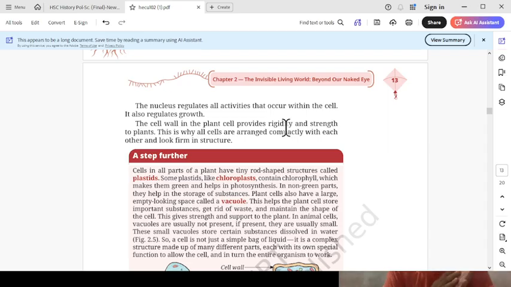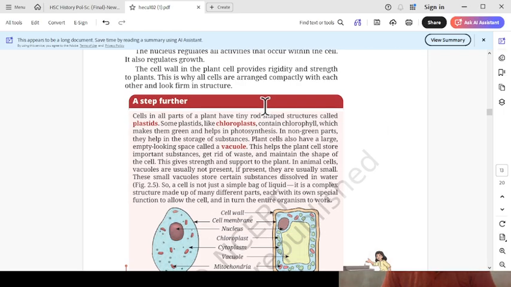What does the nucleus do? Firstly, the nucleus regulates all activity that occurs in the cells, and it also regulates the growth of the cell. Then the cell wall in the plant cell. Cell wall is not found in animal cells. It is found in plant cells. It provides rigidity and strength to the plants. This is why all cells are arranged compactly with each other and look like a firm structure. So the strength of the plant is due to the cell wall that is not present in the animal cells.